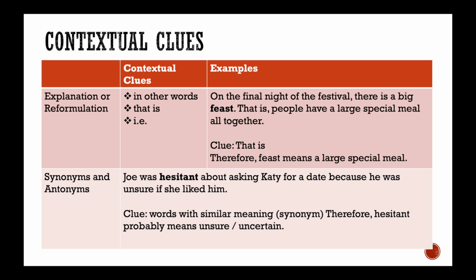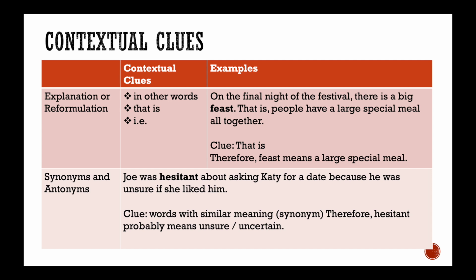Explanation or reformulation is another clue, and we use it with the structures like in other words, that is, or i.e. Let's look at the example sentences here. On the final night of the festival, there is a big feast. That is, people have a large special meal all together. So, with the help of that is here, we understand that feast means a large special meal eaten with other people.